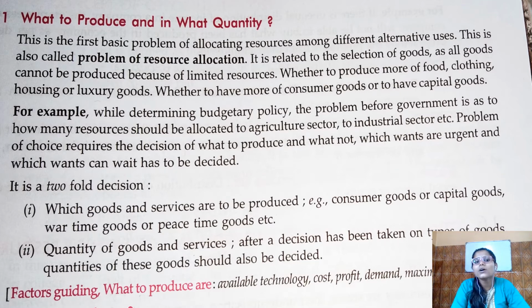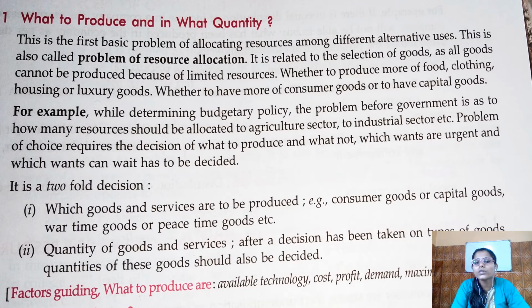For example, while determining budgetary policy, the problem before the government is how many resources should be allocated to the agricultural sector, to the industrial sector, etc. The problem of choice requires the decision of what to produce and what not, which wants are urgent and which wants can wait. So it has a twofold decision.